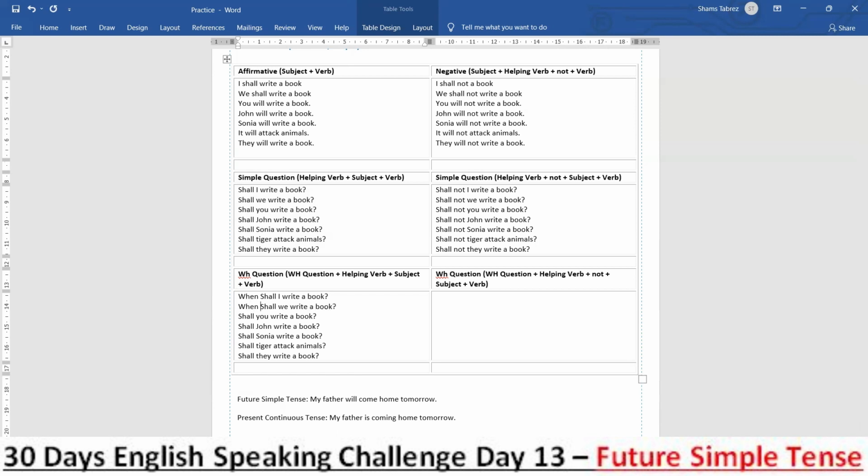When shall we write a book? So I think here it should be will, not shall. So let me correct. Everywhere, by mistake, instead of will, shall is there. Again, it depends. If it is a strong intention, you can use will instead of shall. That is a different thing.